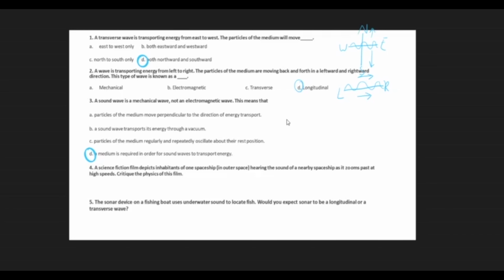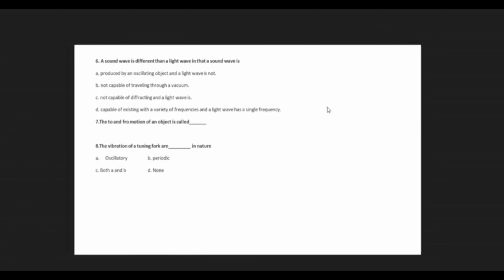The sonar device on a fishing boat uses underwater sound to locate fish. Would you expect sonar to be a longitudinal or transverse wave? It's a longitudinal wave because longitudinal waves can transport energy through liquids and gases, whereas a transverse wave needs a rigid medium for it to transport its energy, like solids. So it's a longitudinal wave. Now let's move on to the next question.